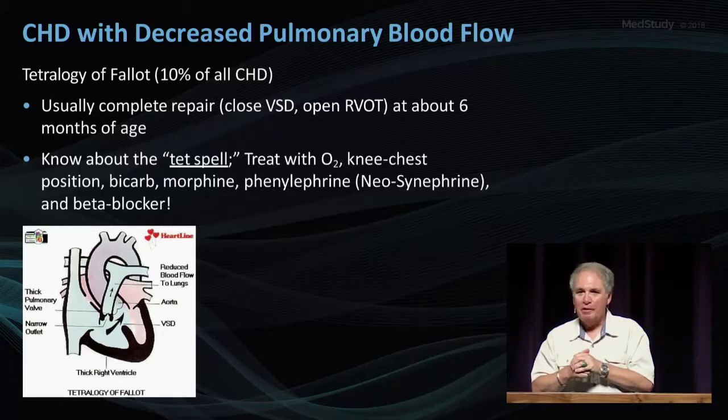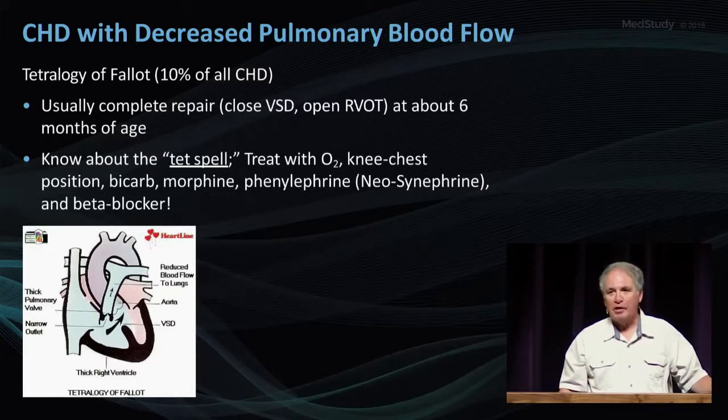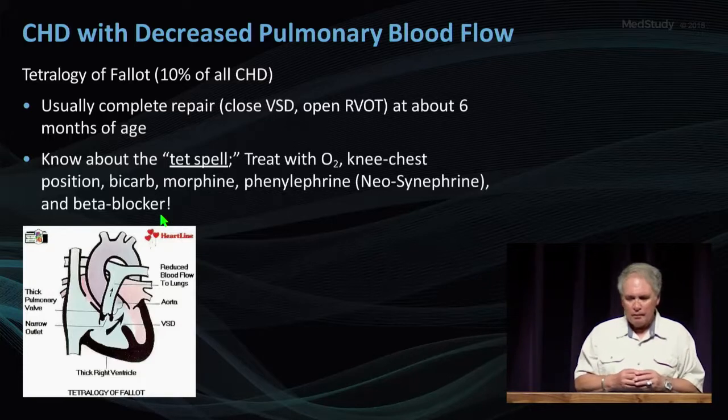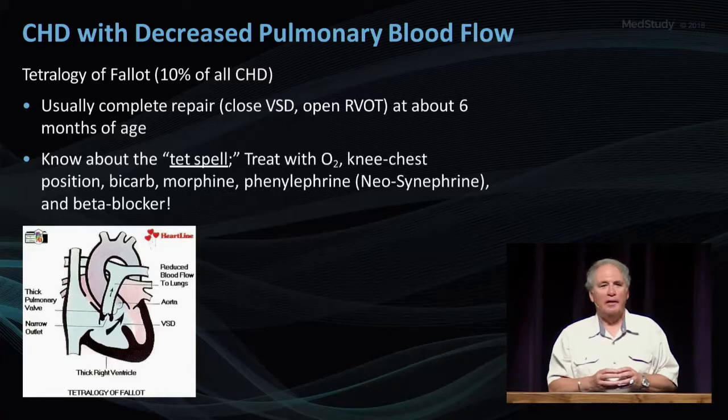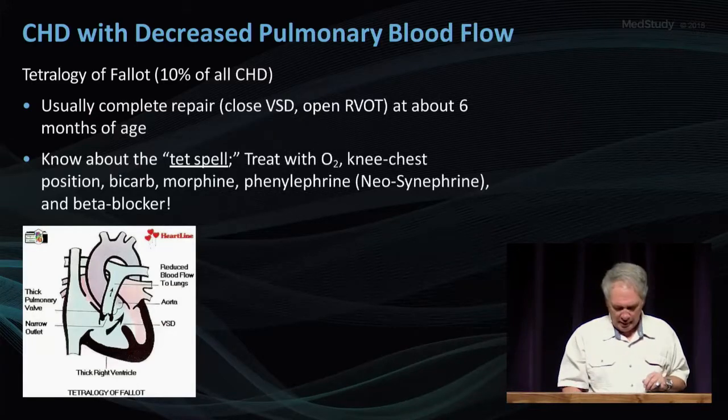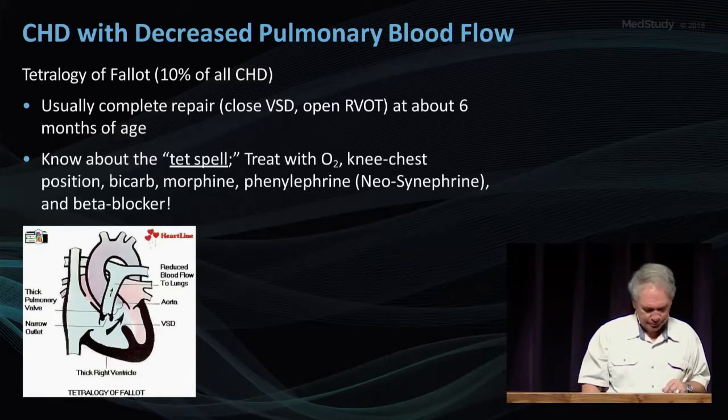But if you're faced with a baby who's having an acute cyanotic episode from tetralogy of Fallot, oxygen should be administered. The baby will place themselves in a knee-chest position, but if they don't, help them with that. It tends to improve pulmonary blood flow. Bicarb to correct acidosis, morphine, sometimes phenylephrine, and sometimes a beta blocker are used to break the spell. A patient with tetralogy of Fallot who presents with a tetralogy spell needs surgery pretty urgently, okay? But again, we don't see this very often now because we're operating at or before 6 months of age.